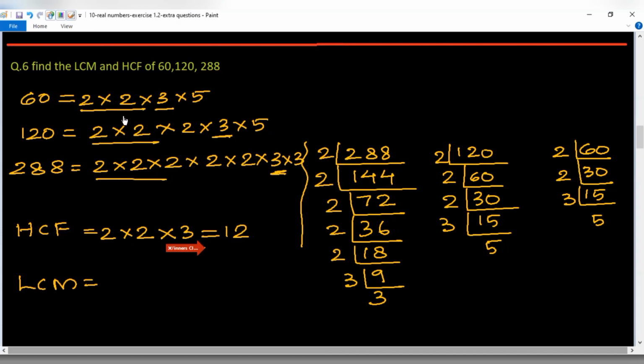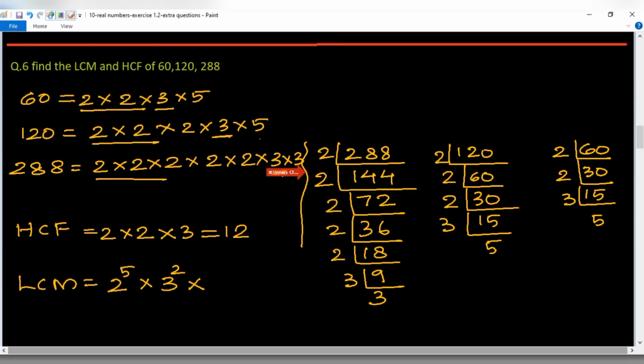2 is a factor of all the three numbers, and the maximum power happened here. See, 2 comes 5 times, so we have to take 2 raised to 5 into. Next is 3. 3 is there, but the maximum power happened here, right? 3 raised to 2 is the maximum power for 3.